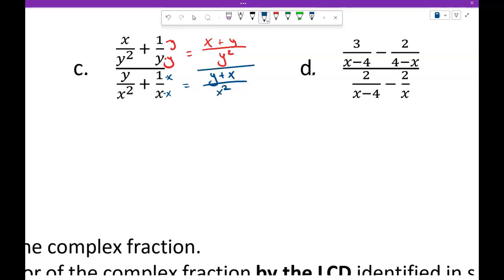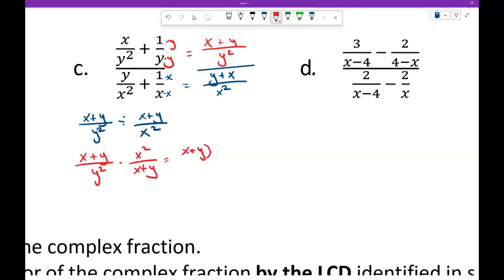So now we have this big complex fraction where the numerator and denominator are each singular fractions. So we have x plus y over y squared divided by y plus x over x squared. And we can go ahead and use the commutative property and write this as x plus y, and that'll come in handy in a little bit. We rewrite the division as multiplication. And then we go ahead and look for common factors.